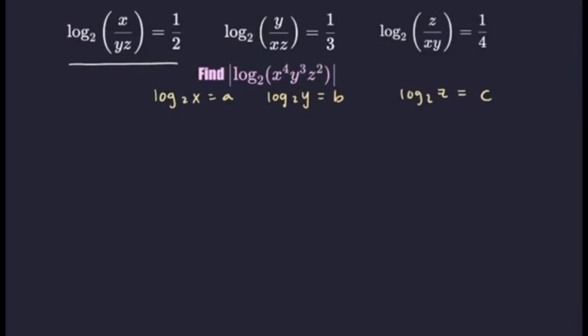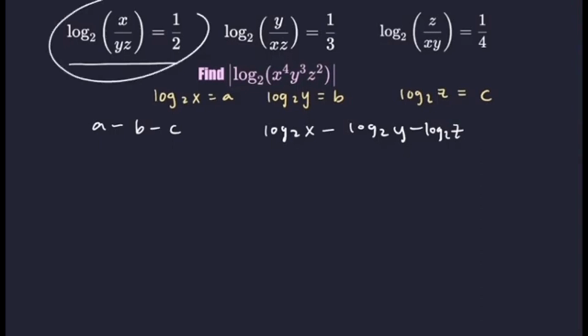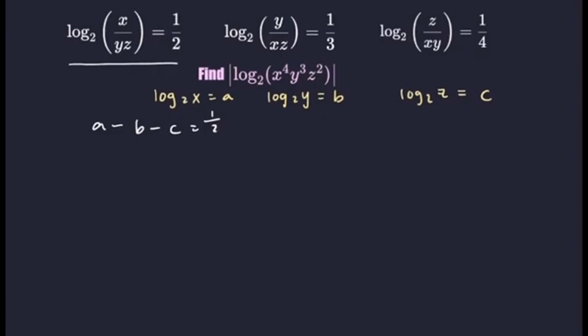Let's go ahead and expand that first equation out. This should just be a minus b minus c. Why is that? Well, if you know your properties of logarithms, when you subtract two logarithms of the same base, you can divide what is inside the argument. So a minus b minus c, what would that look like? That's log base 2 of x minus log base 2 of y minus log base 2 of z. Using properties of logarithms, that gives you this right here. This equals 1/2, which is just what is given. Let's go ahead and do the same for the next two equations.